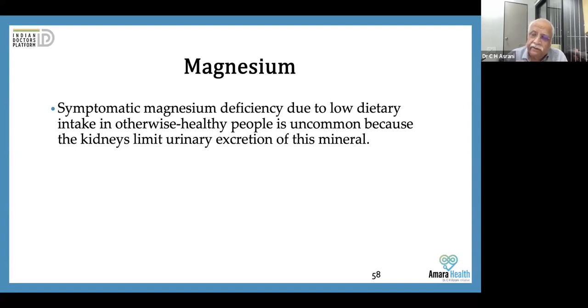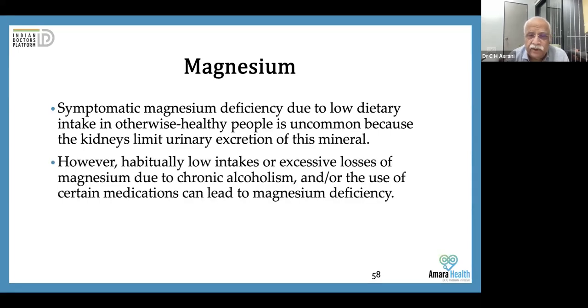So if you have a low magnesium report, do not jump to the conclusion that this is giving weakness to the patient. Please check, is it a good lab? Is it a NABL accredited lab or what? Why is it uncommon? Because the kidney limits the excretion. However, habitually low oral intake or excessive loss due to chronic alcoholism and or use of certain medications can lead to magnesium deficiency. So now you should give a chronic alcoholic magnesium supplements.